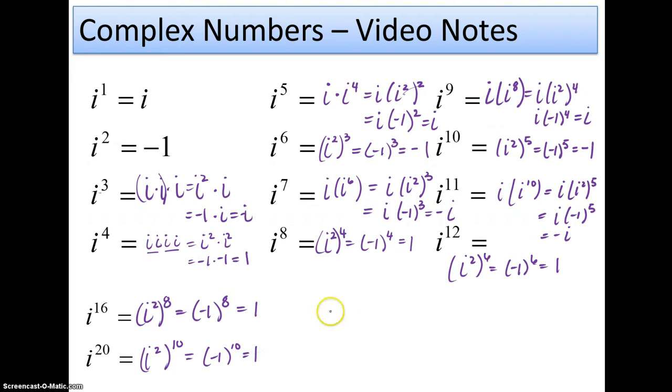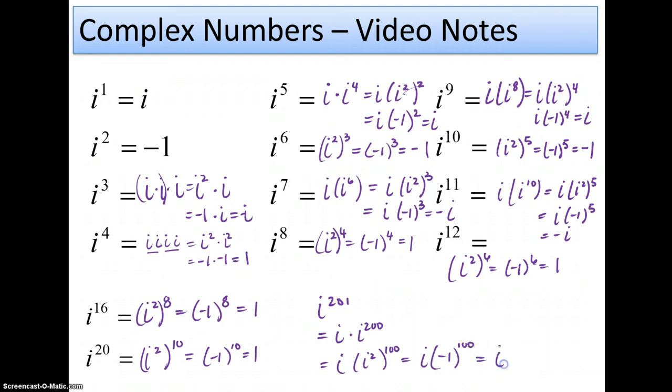But what if I did something crazy like i to the 201? Again, you could divide by 4 and see what your remainder would be, where you fall into this pattern, or we could just simply rewrite it. i times i to the 200. I factored out the i because this was an odd power. i times i squared to the 100. 2 times 100 is 200. And I get i times negative 1 to the 100. Well, negative 1 to an even power gives me 1.